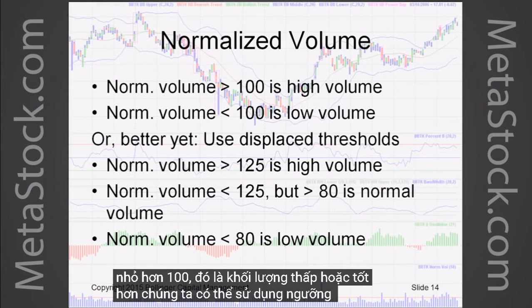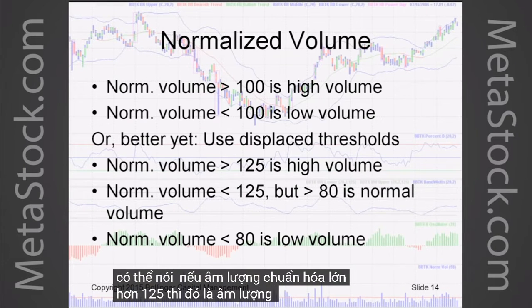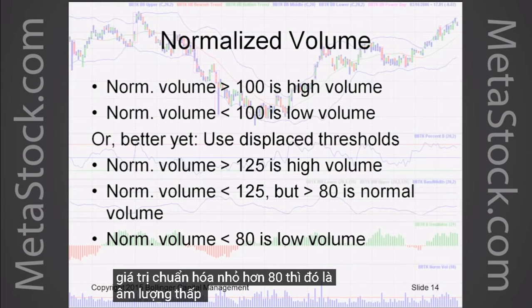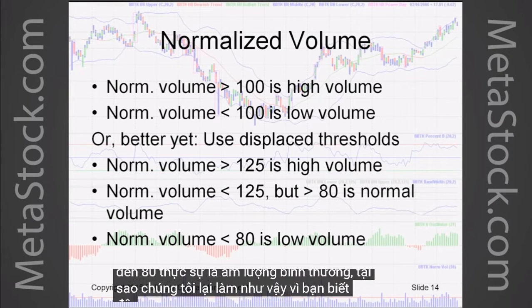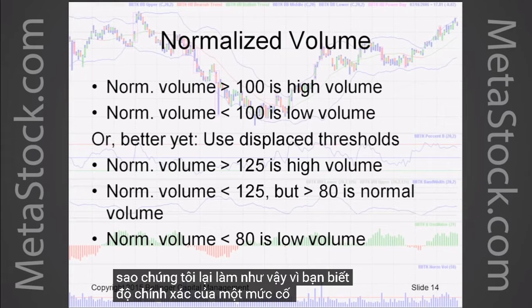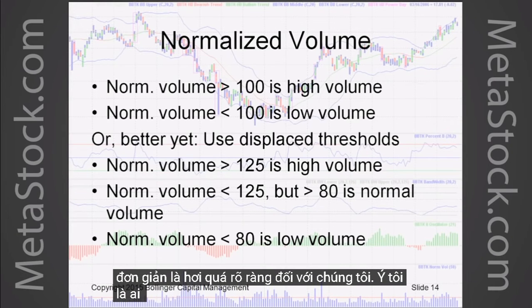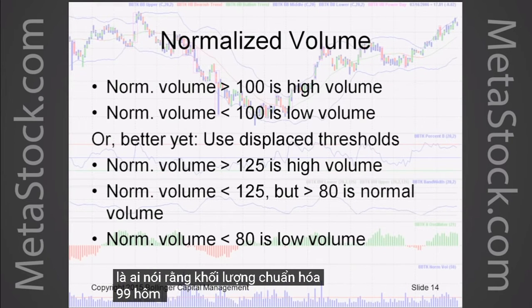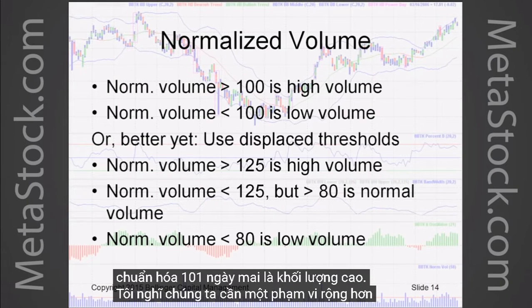Or better yet, we can use displaced thresholds. We can say if normalized volume is greater than 125, it's high volume, and if normalized volume is less than 80, it's low volume. And the volume between 125 and 80 is actually normal volume. Now, why would we do that? Because, you know, the precision of a fixed level like 100 is simply a little too crisp for us. I mean, who's to say that normalized volume of 99 today is low volume versus normalized volume of 101 tomorrow is high volume? I think we need a broader range to determine those things.